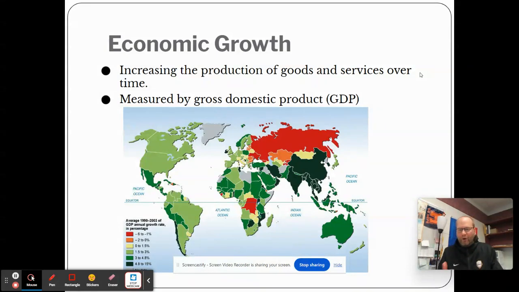So the goal of every economy, for the most part, is obviously to grow. They want to get bigger. That means that their businesses are doing well, they're producing more stuff. So increasing the production of goods and services over a set amount of time is definitely a broad social goal. It's a goal of most economies. And that's measured by the GDP, what we call the gross domestic product.